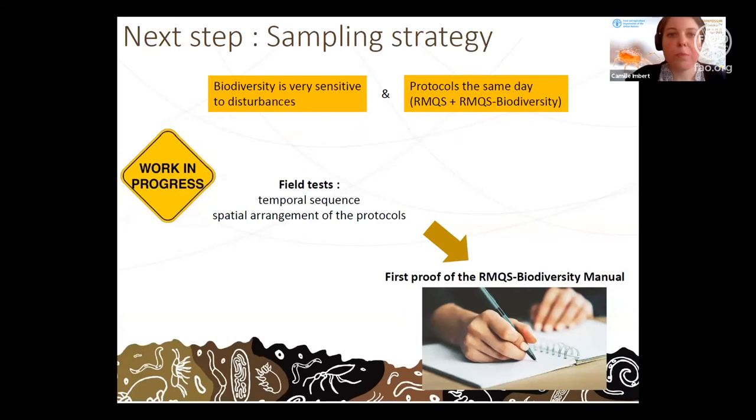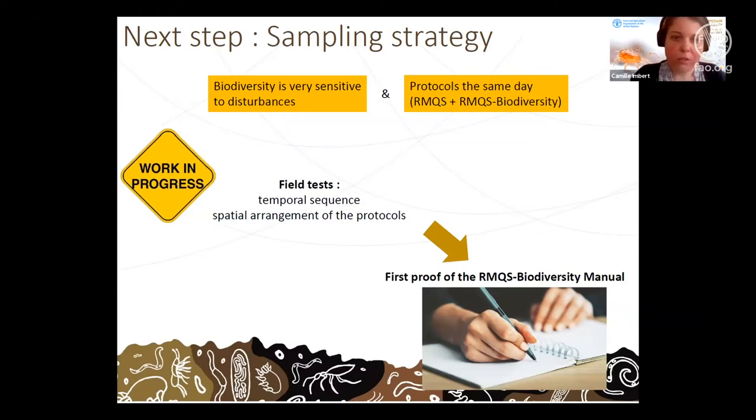So the next step of this project is to test all this on the field. We have to succeed in limiting the disturbance of the biodiversity, which is very sensitive, for example, to trampling, and also to succeed in doing all the protocols from the RMQS and for the RMQS biodiversity on the same day. So we think about the temporal sequence and spatial arrangement of the protocols to limit the disturbances.